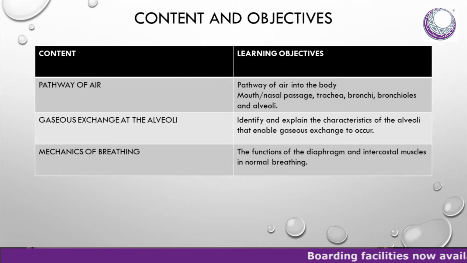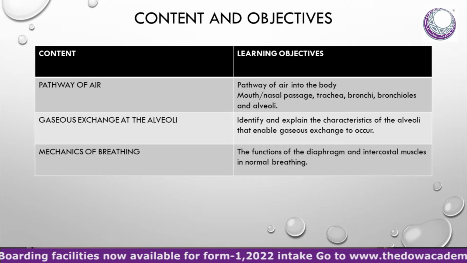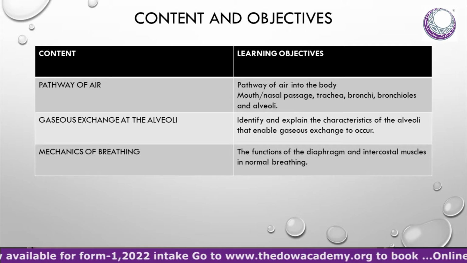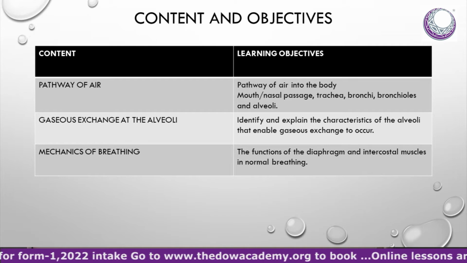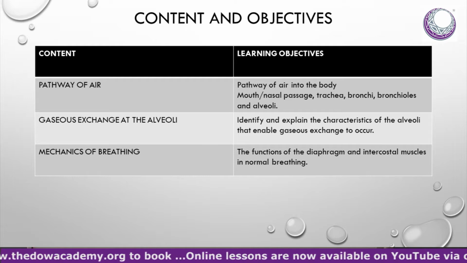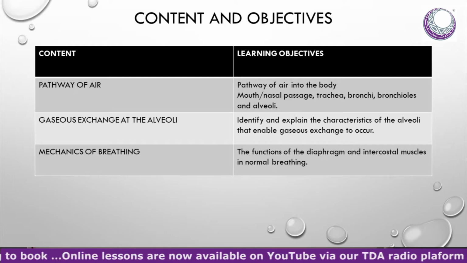This is simply understanding how air goes into the body, where it goes, how it circulates up until it is taken out. With the gaseous exchange at the alveoli, we are supposed to identify and explain the characteristics of the alveoli that enable gaseous exchange, as well as explaining what the alveoli is. With the mechanics of breathing, we are supposed to understand the functions of the diaphragm and intercostal muscles in normal breathing. We are also going to explain what the diaphragm is and what intercostal muscles are.